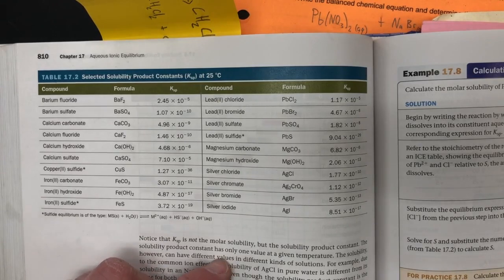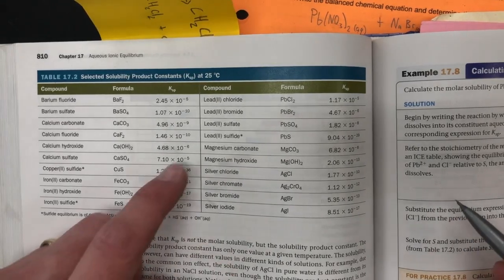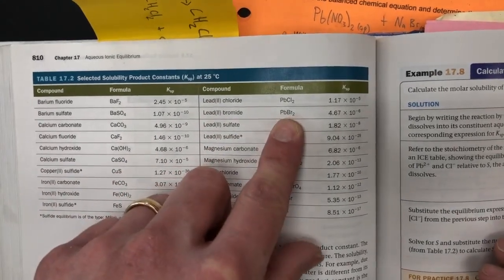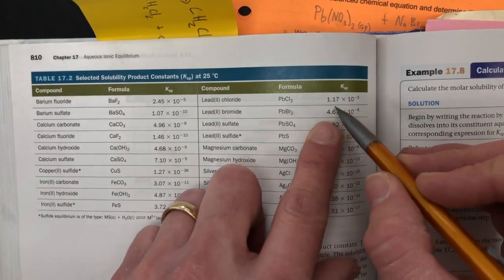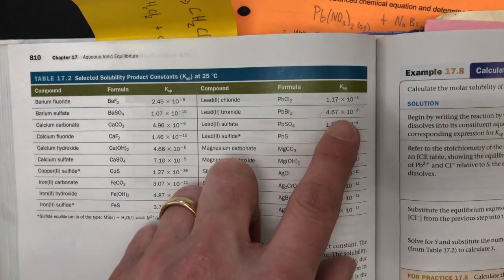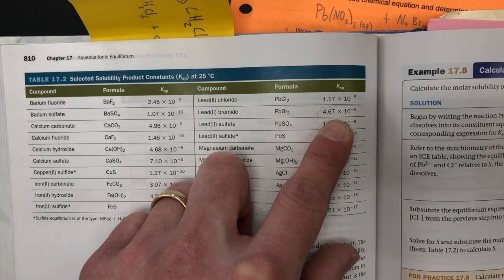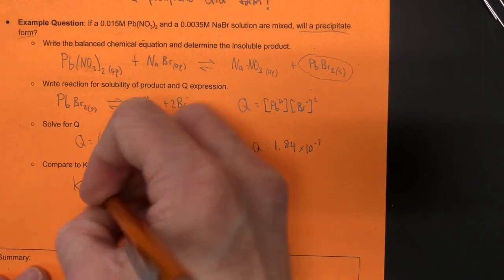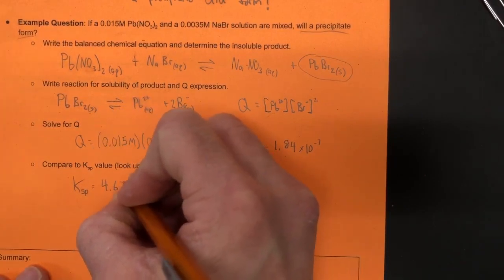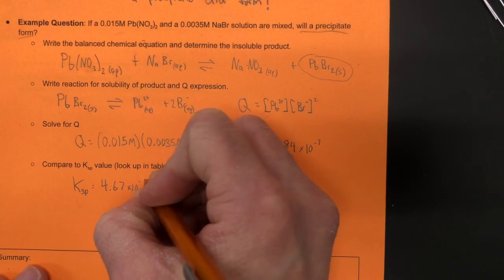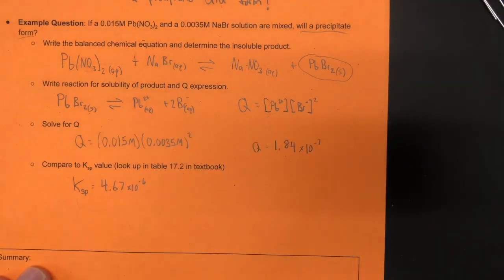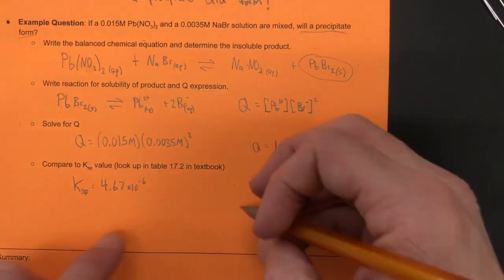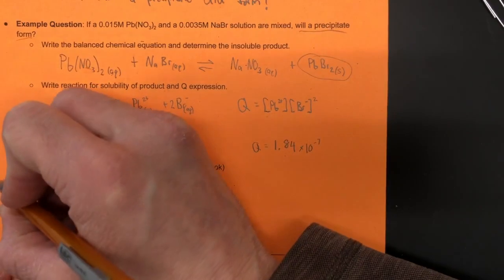So I've got our textbook here, and we're going to look up the KSP value for lead bromide, PbBr2, and it turns out it is 4.67 times 10 to the minus 6th power. Now that we know what K is, we're going to think back to this visual that I always like to draw out.